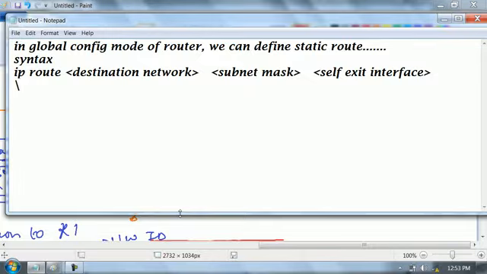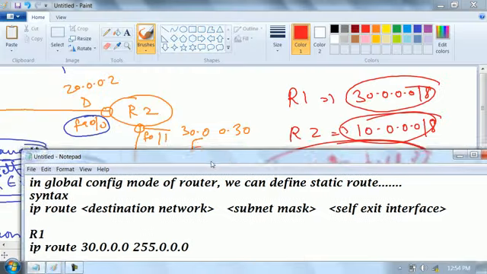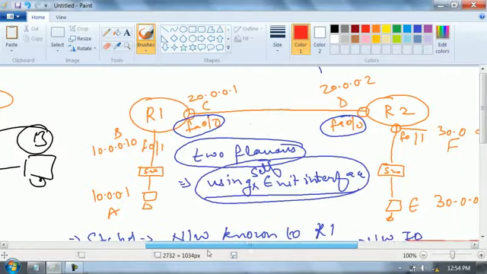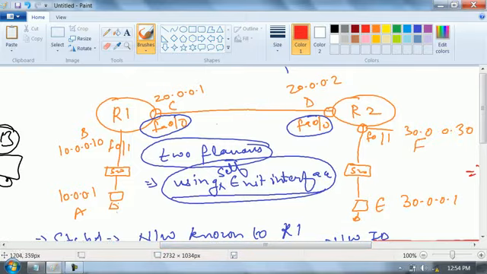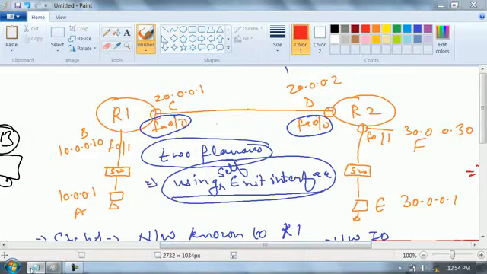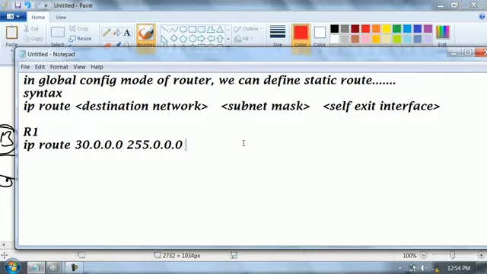Agree? For R1, the command will be ip route, destination network is 30.0.0.0, subnet mask is 255.0.0.0, then the exit interface. The exit interface is FA0/0.